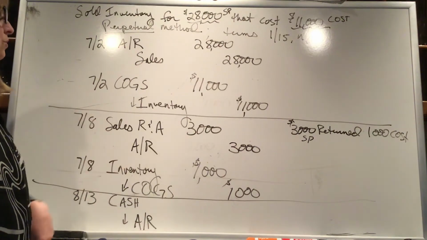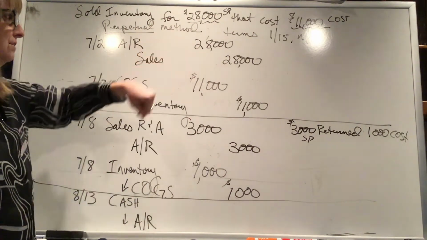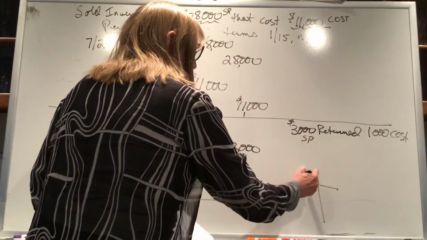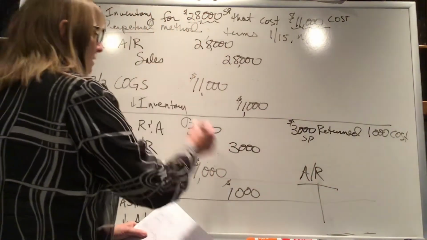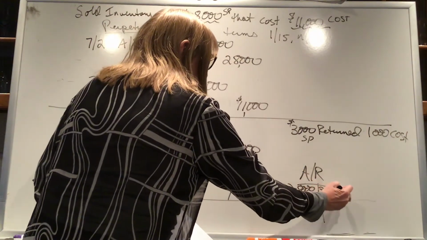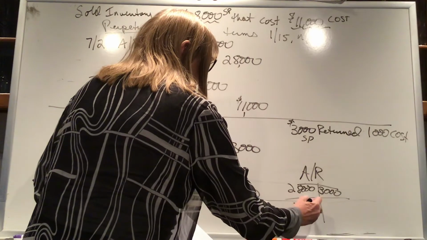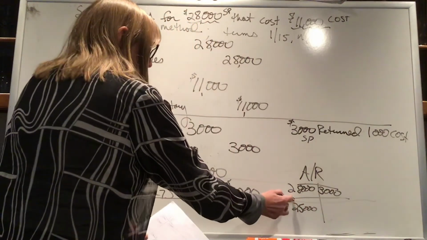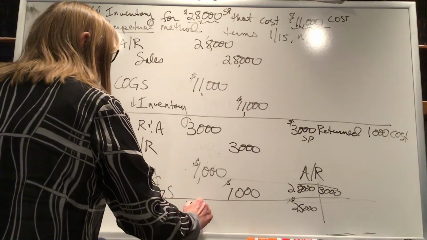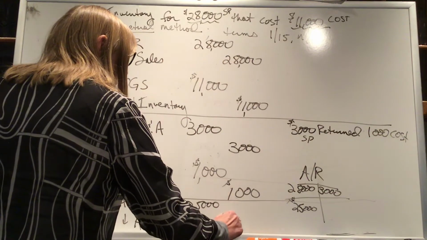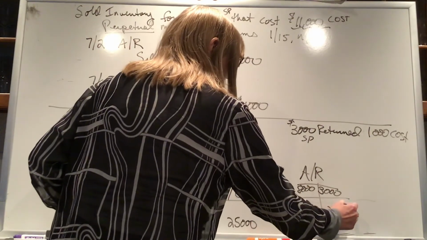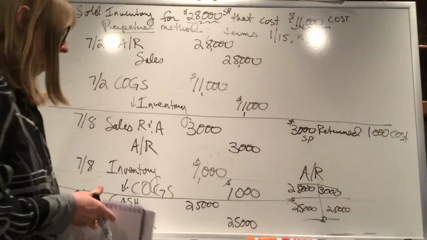But again, don't go back up here and say, oh, they paid us $28,000. They're not going to pay us $28,000 because of this return. So again, you might want to do a little T account here. Accounts receivable. They owed us $28,000, but after the return of $3,000, they only owed us $25,000. So they're going to pay us $25,000. We're going to credit that so their account goes away. So $25,000 is a debit to cash, and $25,000 is the credit. So then if we post this, our customers don't owe us any money is what should happen there.